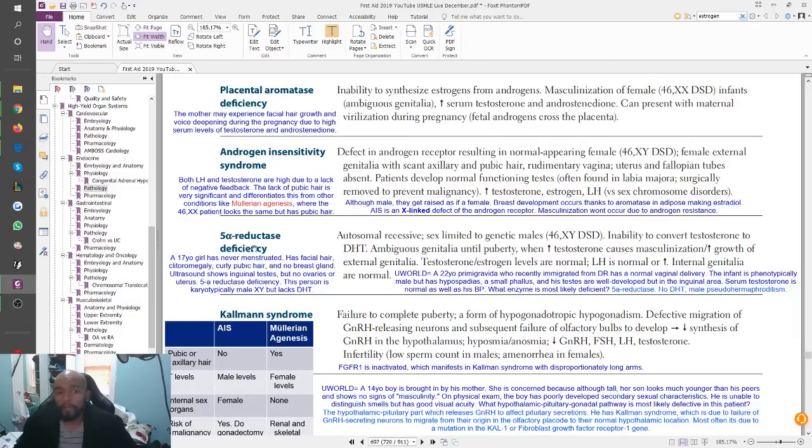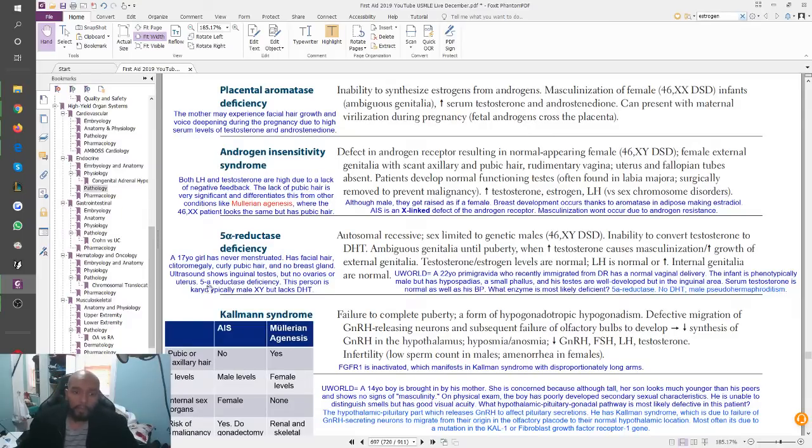Next one, 5-alpha reductase deficiency. Very straightforward, right? Autosomal recessive, sex limited to genetic males, right? 46XY, disorder of sexual development. Inability to convert testosterone to DHT. You're going to have ambiguous genitalia until puberty, so it's not that big of a deal. After puberty, when testosterone levels get really high, you start seeing more masculinization and growth of external genitalia. Testosterone and estrogen levels should be normal. LH is also going to be normal because there will be feedback. Internal genitalia are also normal. So for the most part, everything is going to be normal.